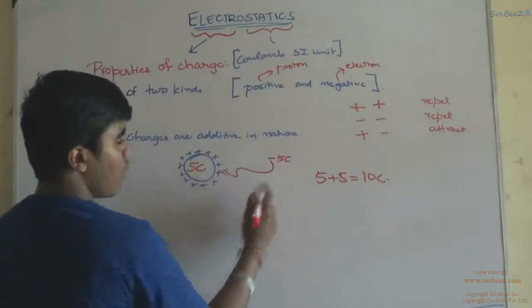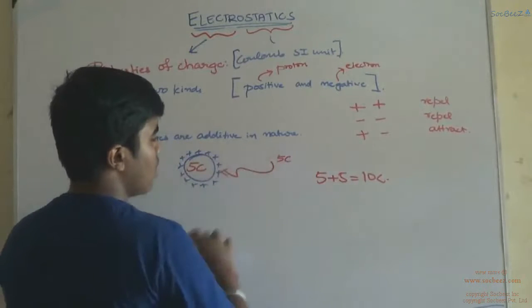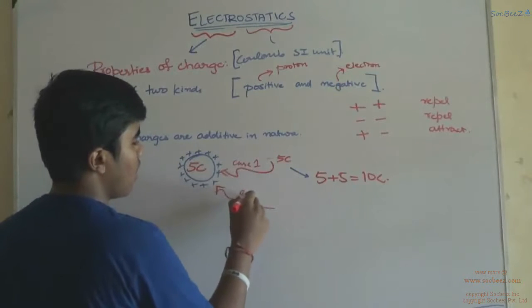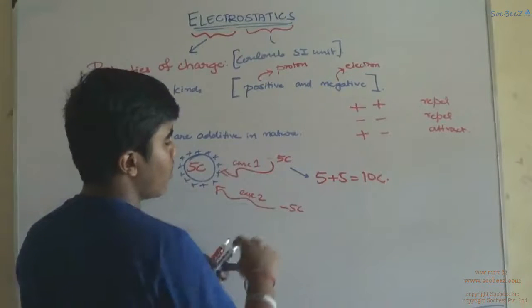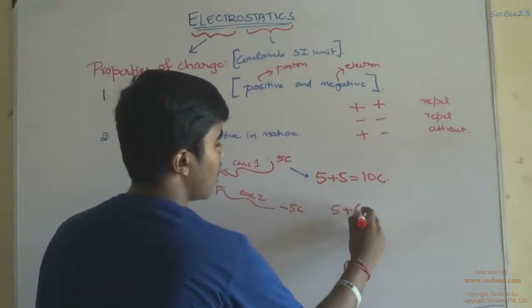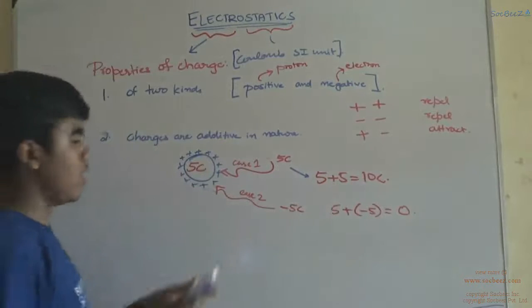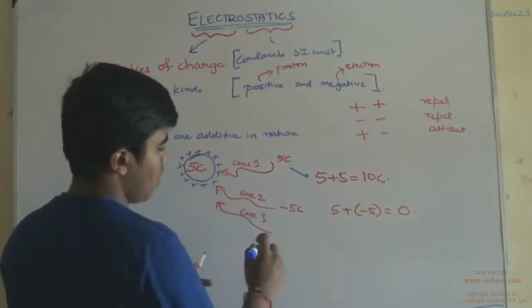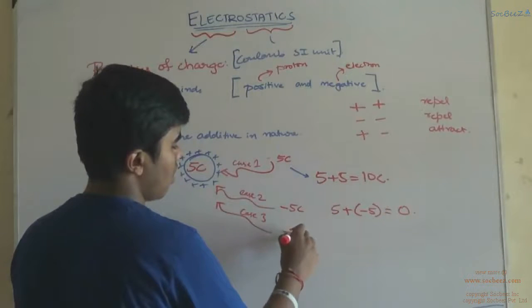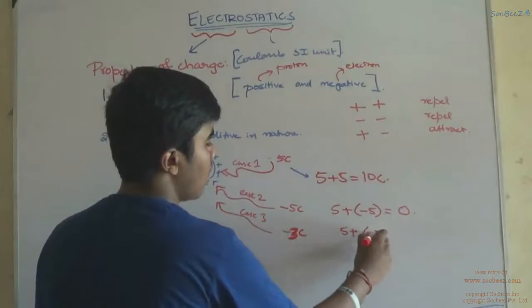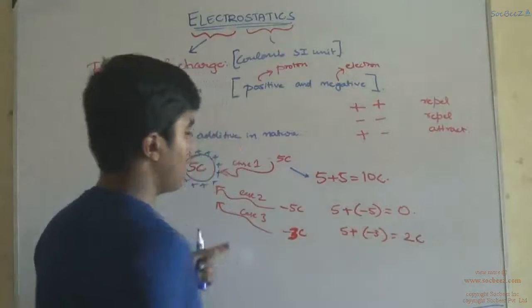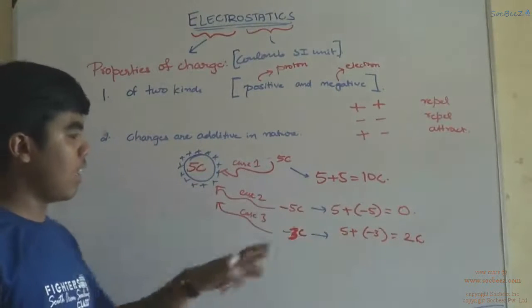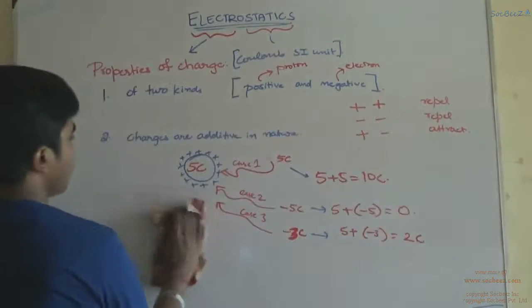And suppose it were a negative charge of 5 Coulombs, so it would have become 5 plus minus 5, so the net charge on the body would have been 0. And in case of some other value, say minus 3 Coulomb, it would have been 2 Coulombs of charge. So this way we say that charges are additive in nature. We can add them, we can subtract them, the sign basically matters and nothing else than that.